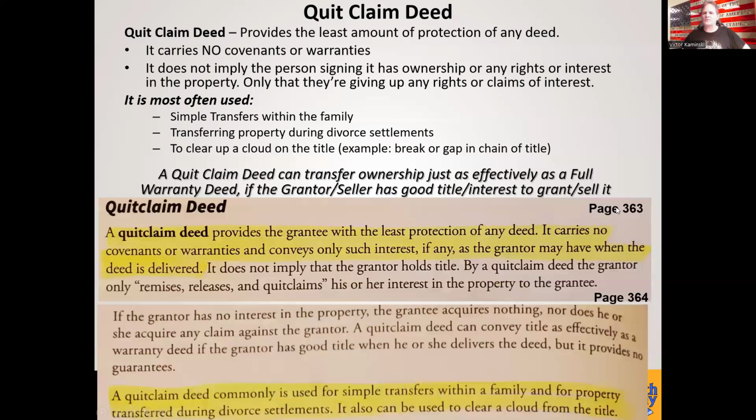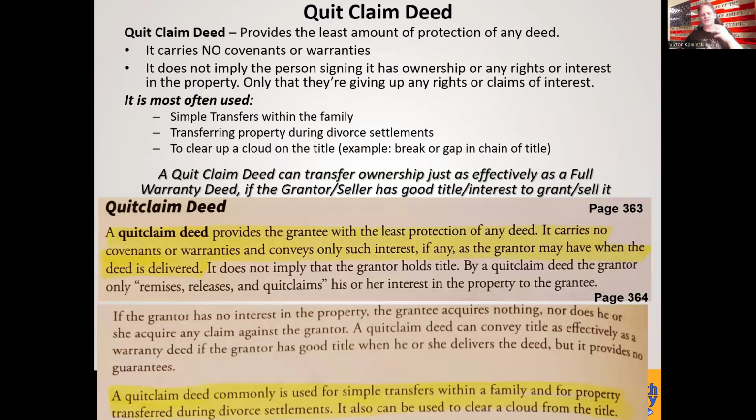All right, now the last one, the quitclaim deed, provides the least protection of any deed. It carries no covenants or warranties. It doesn't even imply the person signing it has the rights to sell the property or any interest or rights in the property. Only that they're giving up any rights or claims of interest. Kind of like the gold miner, he'd be mining the mine, and then he gets frustrated, can't find no more gold. He says, I'm quitting this claim. Okay, he's just giving up his interest in the property.